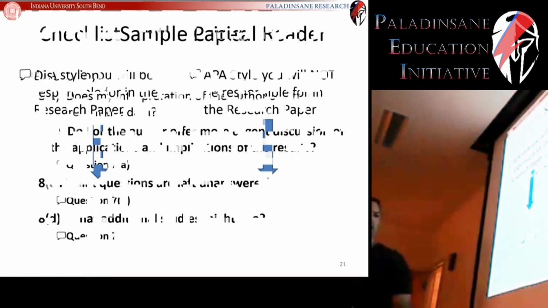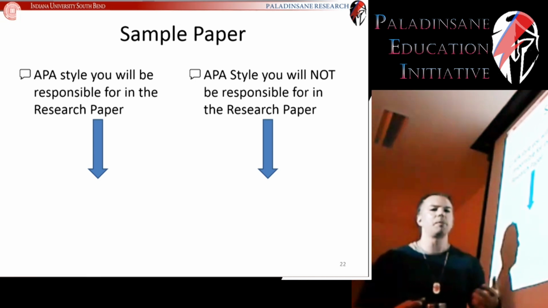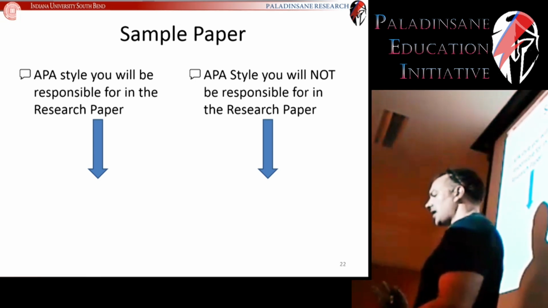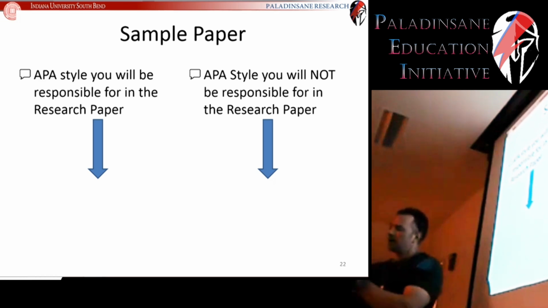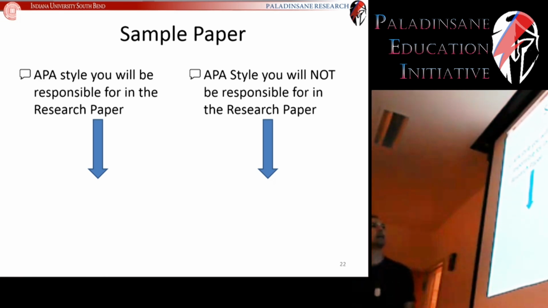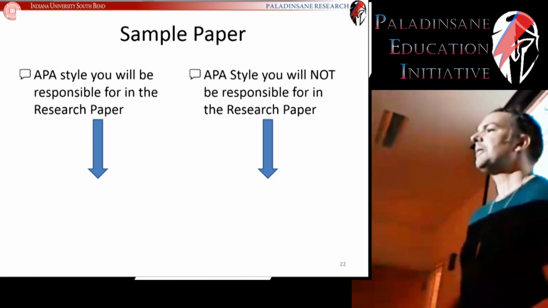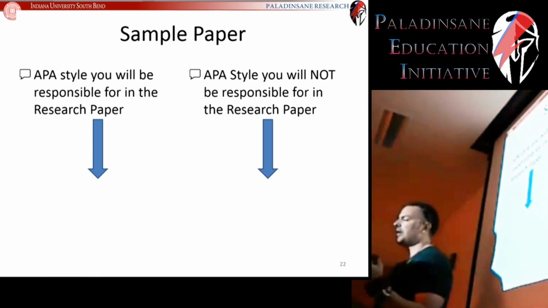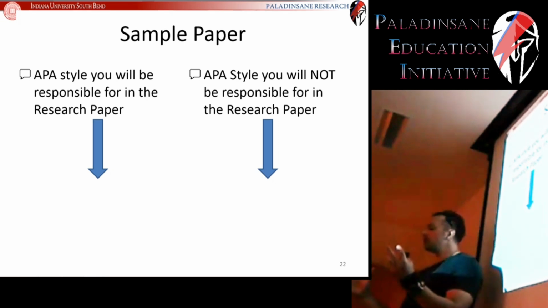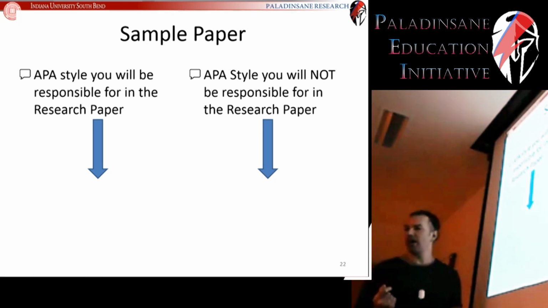All right. So the next thing I want to do is go through this sample paper, and we're just going to highlight some of the characteristics that we're going to be looking for in the final research paper. We're going to highlight some of the APA style that you'll be responsible for in the final paper. And this is more to make you aware of our end goal. Don't for a second think that you are responsible for this right off the get-go.